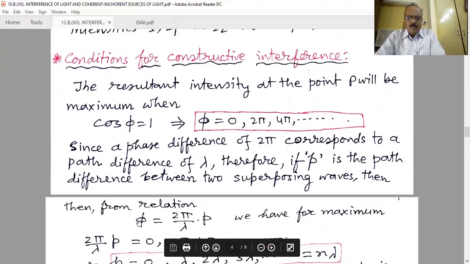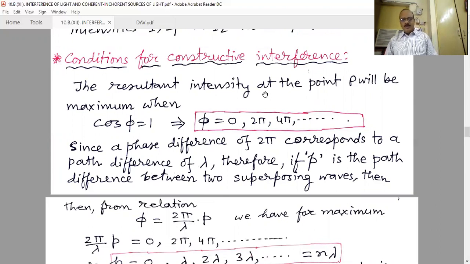Now, what is the fact about this? Now, we have conditions about the phase difference. Two waves are coming from the two sources, and they meet at a point. And at that point, if there is a constant phase difference, either 0 or 2 pi or 4 pi or an integral multiple of 2 pi, or even multiple of pi, at those places we get cos of phi as 1. That means intensity will be maximum, and we are saying at these points constructive interference has taken place.